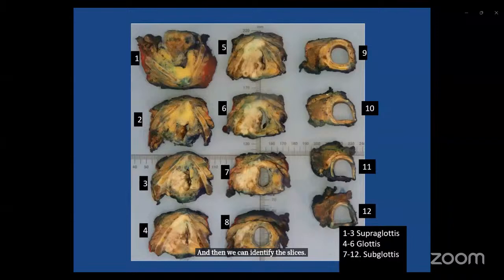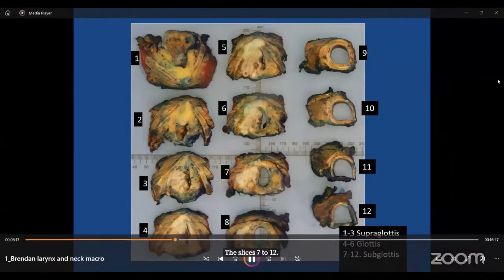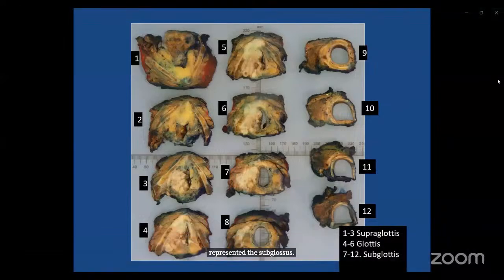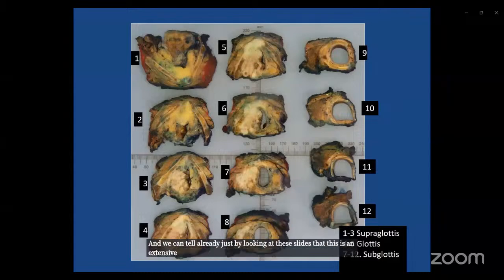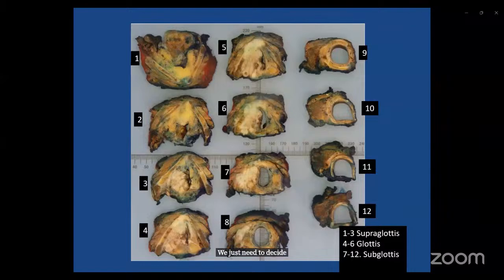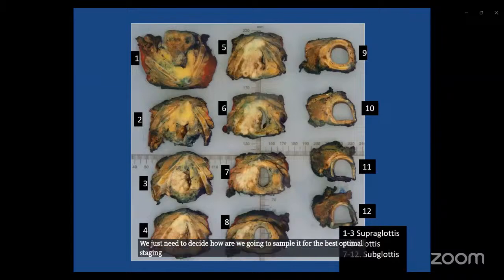We number the slices from top to bottom, 1 to 12, and look at the structures and decide which level is which. In this case, we made the decision that slices 1 to 3 represented the supraglottis, slices 4 to 6 represented the region of the glottis, and slices 7 to 12 represented the subglottis. And we can tell already just by looking at these slides that this is an extensive transglottic tumour and there's infiltration of the cartilage. We just need to decide how are we going to sample it for the best optimal staging and for margin interpretation.